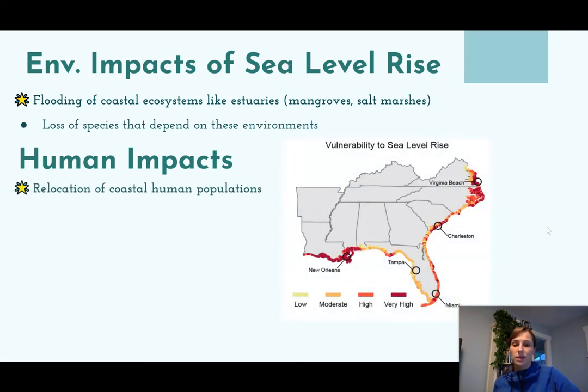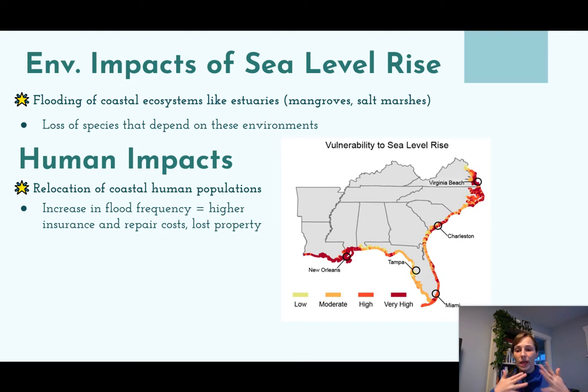Now, the human impacts. First of all, we're going to have to relocate all of the coastal human populations. If you look at this diagram here of the eastern United States, everywhere that is very red is areas that have a very high likelihood of being vulnerable to sea level rise. Orange is moderate. Yellow is low, but still existing. If we look at some of these big cities like Miami, Virginia Beach, New Orleans, these can potentially be underwater in the future as sea levels rise. So all of those homes and people and businesses are going to have to be relocated so that they aren't underwater.